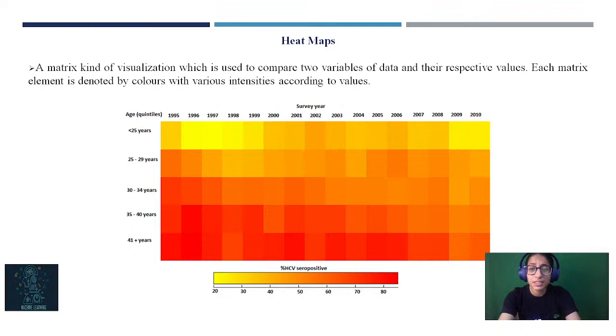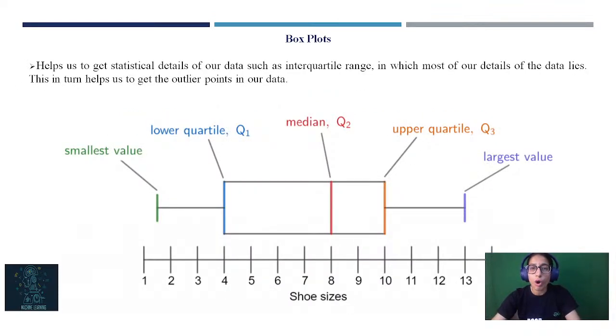A heat map is a 2D representation of your data in which the values are represented in colors, and moreover it is a visual summary of your information. It also looks good, as we are generally attracted to colors, so it looks good when we have heat maps. So now comes the box plot.